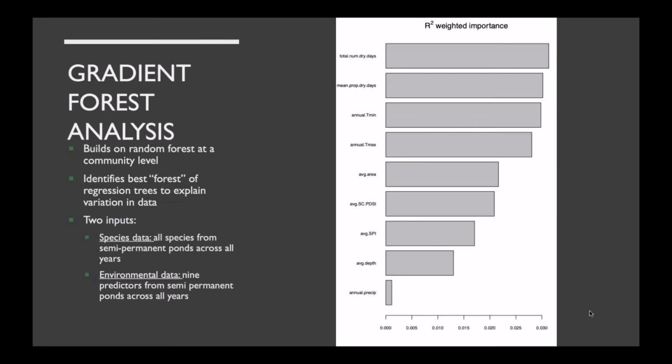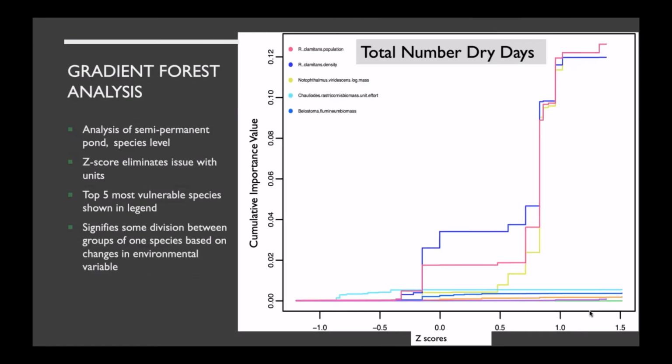Gradient forest takes this one step further. It can not only identify the most important environmental predictors, but also the most vulnerable species to changes in those environmental predictors. Again, this is the analysis of the semi-permanent ponds at a species level. On the graph here, you can see z-scores along the x-axis to represent the changes that we saw in our data. The y-axis represents cumulative importance value, which is how much a predictor contributes to the goodness of fit of the model for each particular species.